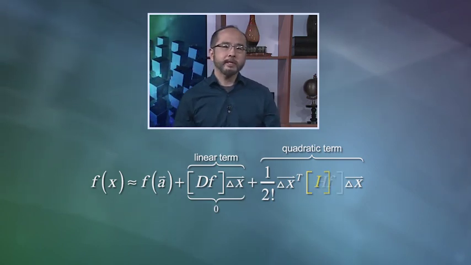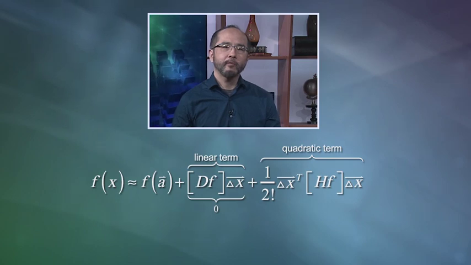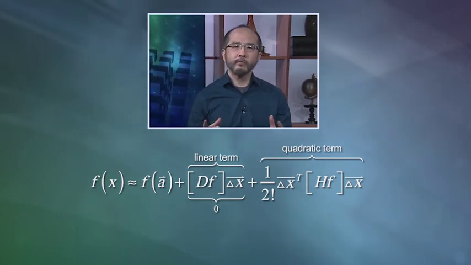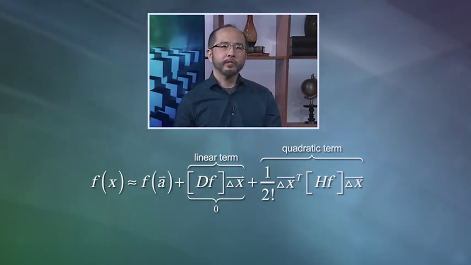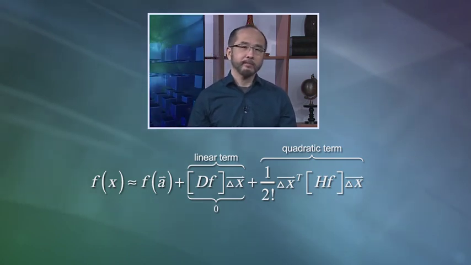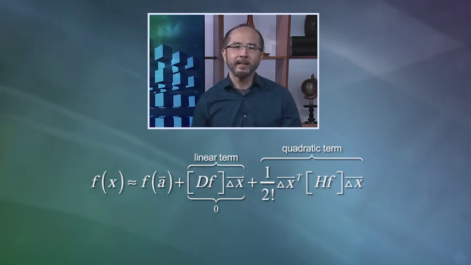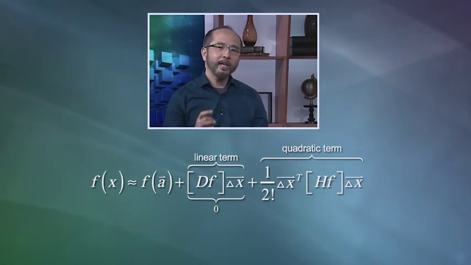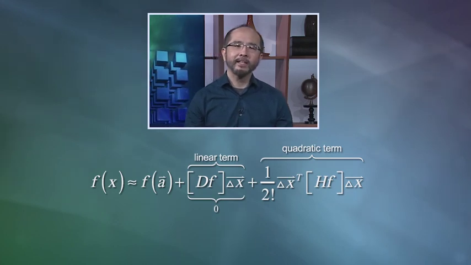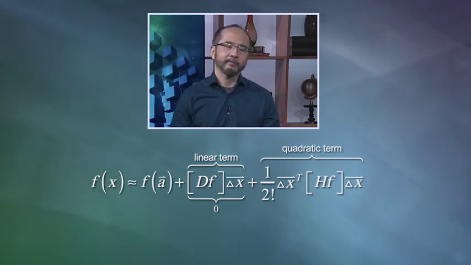Now, if Hf is not the identity, we can still see what's going on because we might be able to find special directions v in which Hf times v is just a multiple of v. Do you remember what that's called? Yes, it's an eigenvector. And since the Hessian is real and symmetric, it's orthogonally diagonalizable with all real eigenvalues.